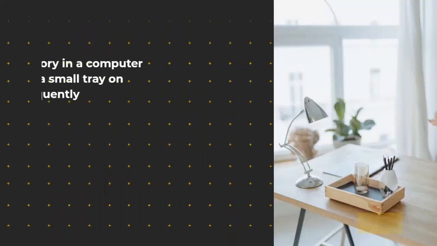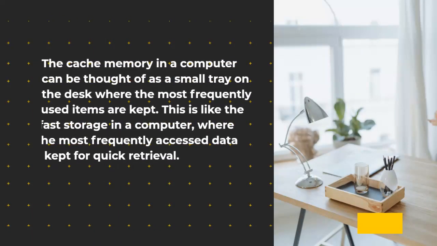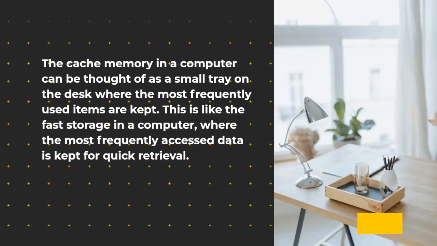The cache memory in a computer can be thought of as a small tray on the desk where the most frequently used items are kept. This is like the fast storage in a computer where the most frequently accessed data is kept for quick retrieval.